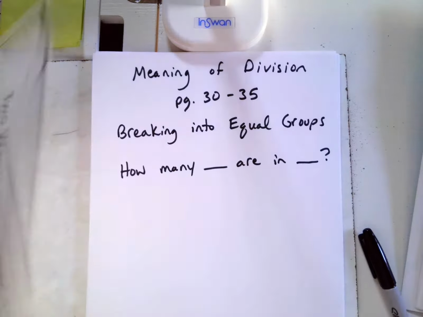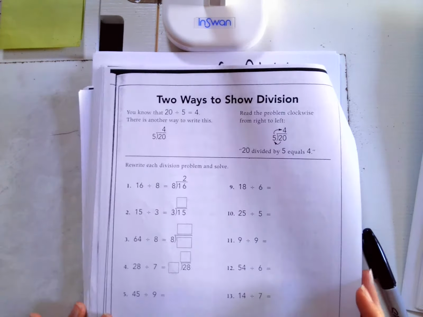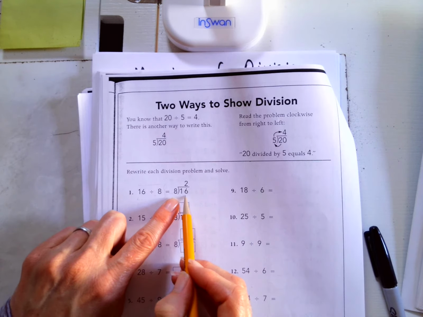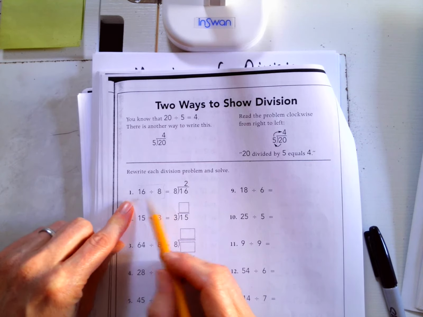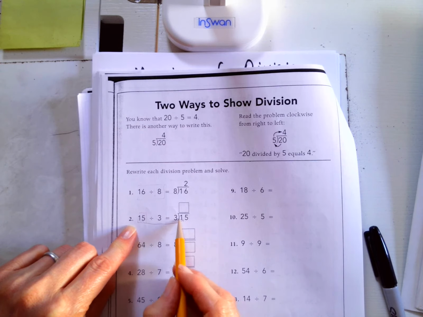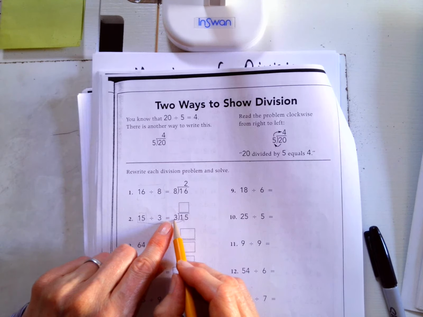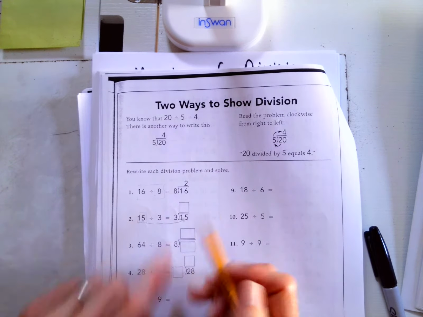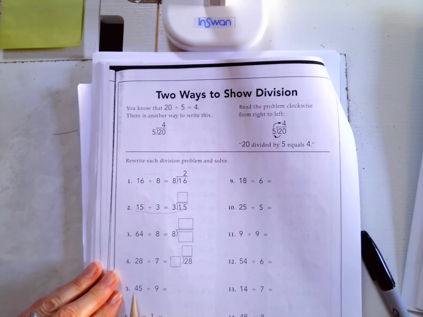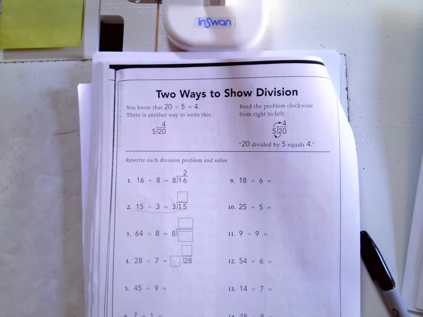And then the last page, I want you to do page 35, 2 ways to show division. Again, it works on translating this math sentence into using the little house and recognizing that the total always comes first, and that always goes in the house or in the bank. And that's what we're going to break up into groups, or see how many 3s are in 15, how many 8s are in 16. And so this whole page is just practicing changing a horizontal math equation into the little house. So good luck with that.